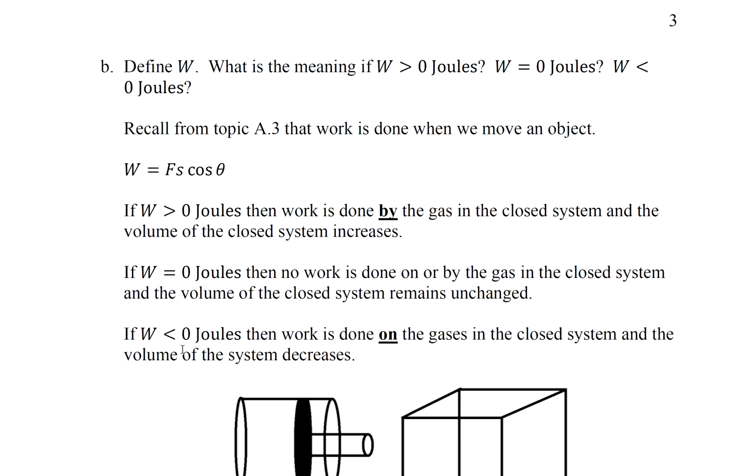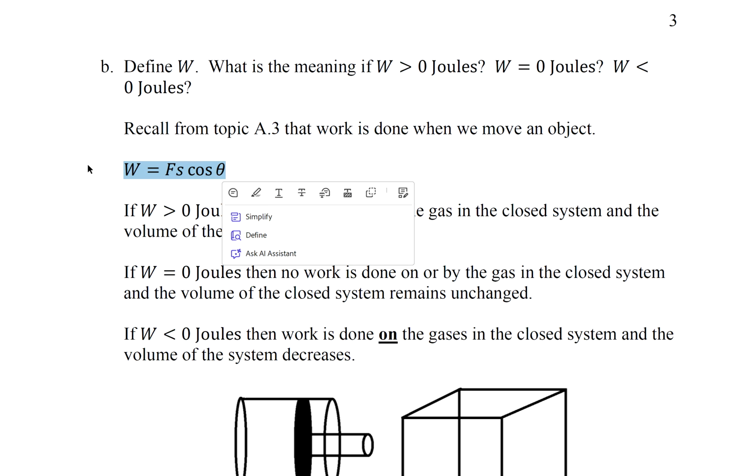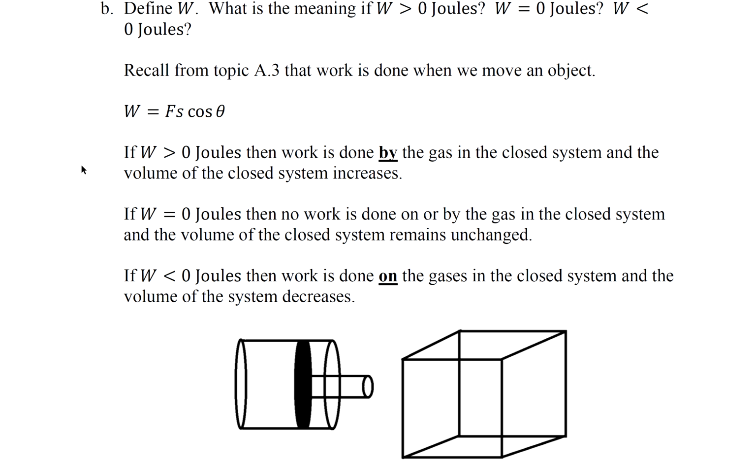Define W. What's the meaning if W is greater than 0, equal to 0, or less than 0 joules? Work is done when we move an object. Work is F s cosine theta. So if W is greater than 0, then work is done by the gas and the volume increases in that closed system.